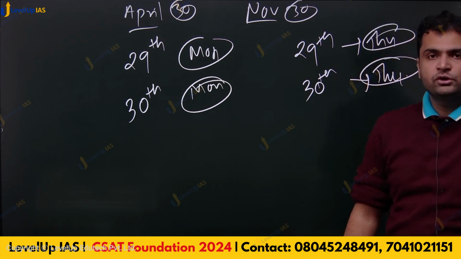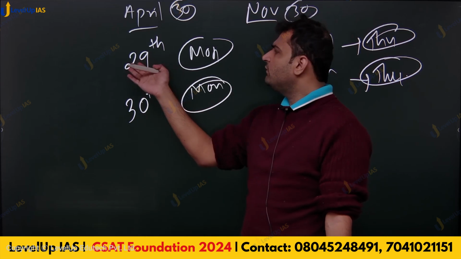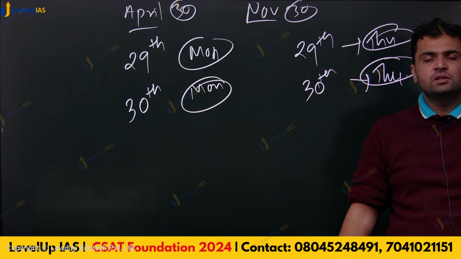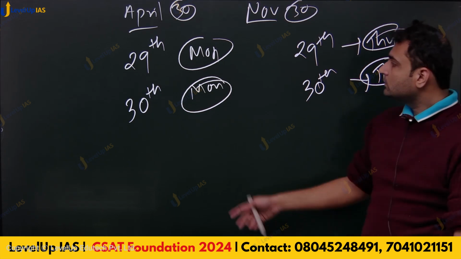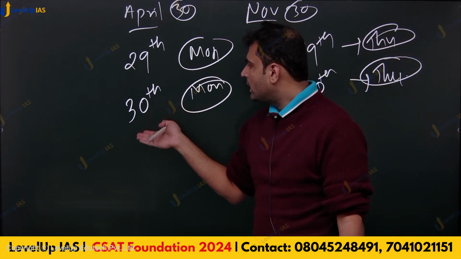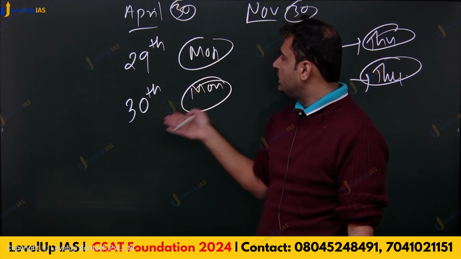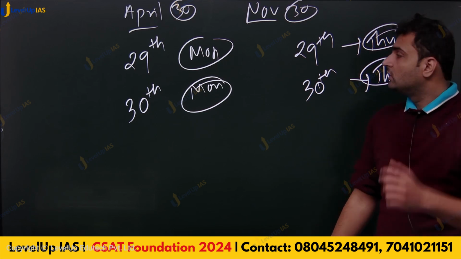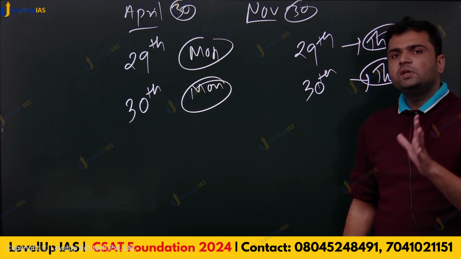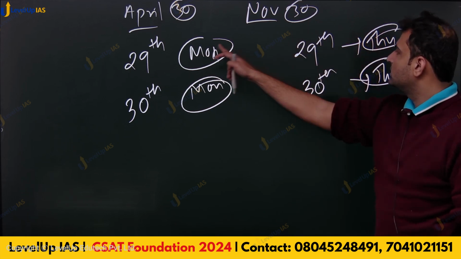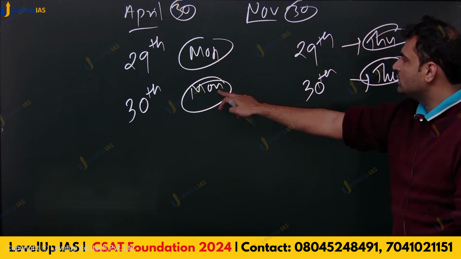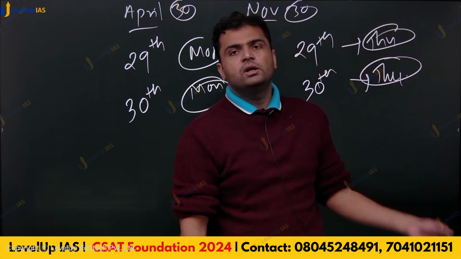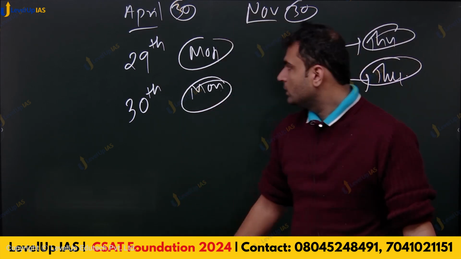That is the only possibility. Now what we have to make sure is, assuming 29th April as Monday, is it possible to have any of the 2 days as Thursdays? That we have to check. And secondly, assuming 30th April as a Monday, is it possible to have any one of those days as Thursday? Out of these 4 choices, only one will be valid and all other cases will be eliminated.